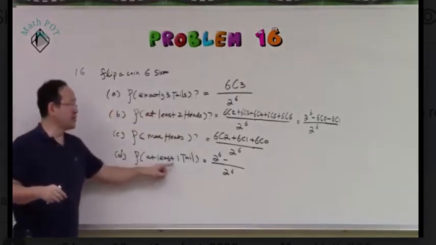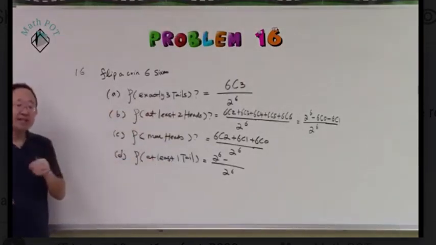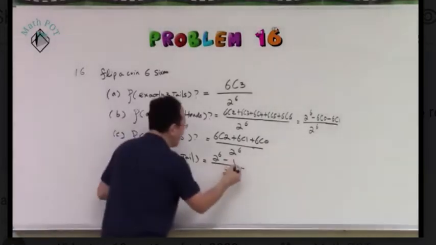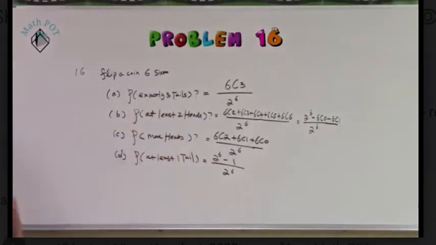The wrong answer is what? There's no tail. So think about all heads. It's very clear. We have only 1 way. Of course, simplify that and it gives you the final answer.